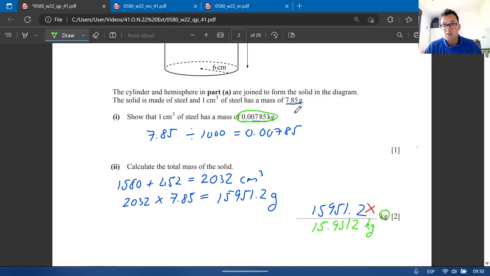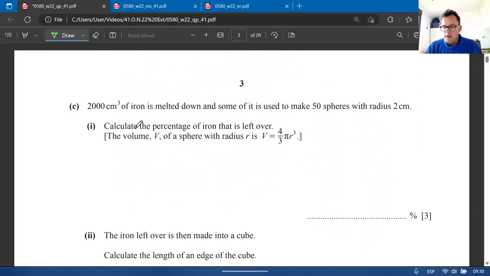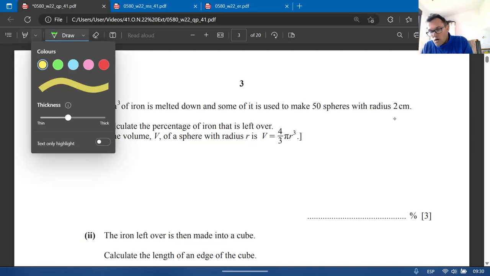Right, easy marks to get and easy marks to lose. Right, question C, we need to break it down a little bit. So they get 2,000 centimeters cubed of iron, they melt it down, and they make 50 spheres with a radius of 2 centimeters. And I think we're going to have to start there by using this formula here.